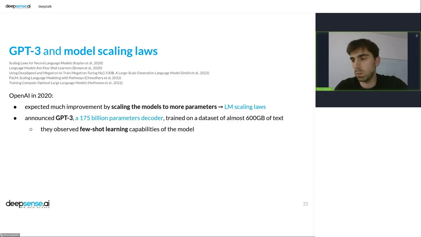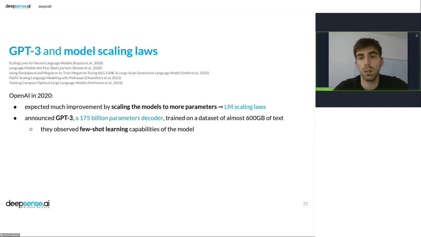Okay, let's switch back to OpenAI and what they did in 2020. In the beginning of the year, they released a paper, which they called Scaling Laws for Neural Language Models, in which they describe their expectations that much improvement can be gained by simply scaling the models to more parameters. They invented what they called the LM scaling laws. Several months later, to prove their hypothesis, they announced GPT-3, which was the largest model back then, 175 billion parameters, a decoder again.